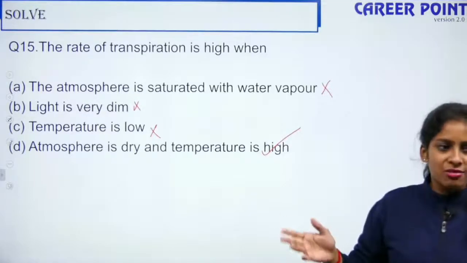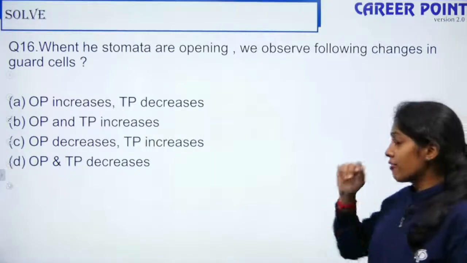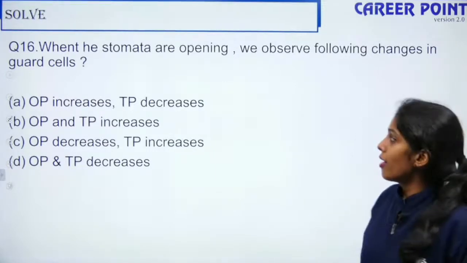Okay, so I just have 2-3 questions left. With that, we are done with today's question session. I know it's a Saturday evening, so I want to keep the session pretty short. Right, so let's move forward.